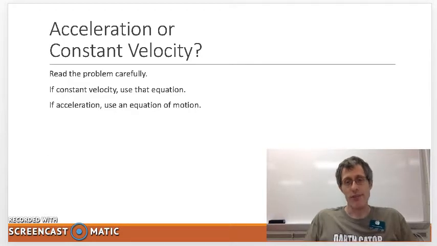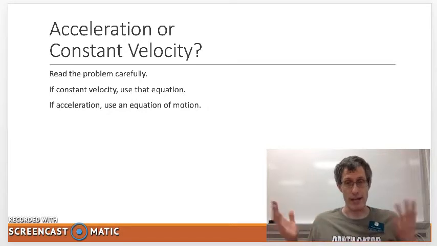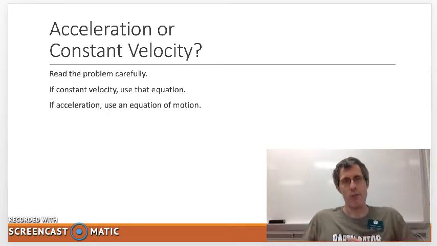So I'm going to introduce four equations of motion for acceleration. But before we even do that, the big question is, should you even use these things? Because we already have an equation for constant velocity. So how do you choose what to do? Well, you have to read the problem carefully. You have to determine if the motion question is constant velocity or if there's acceleration involved.